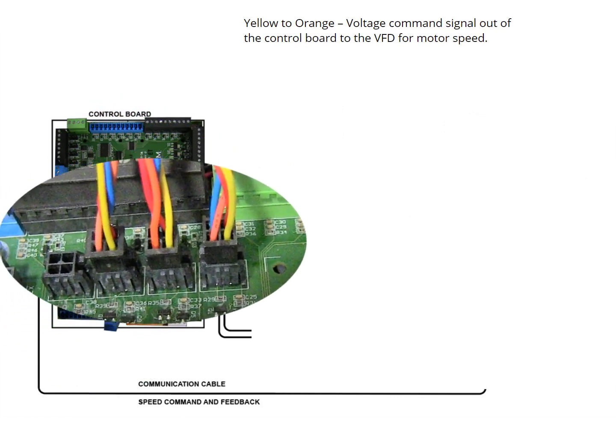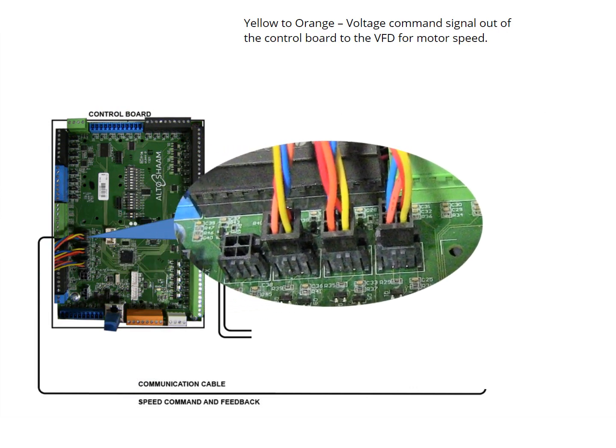The control board sends a 2 to 5 volt DC signal to the VFD as the command for motor speed as required in the recipe. If the motor speed required is 100%, the voltage should be 4.4 volts DC, and at 20% motor speed, the voltage should be at 2.5 volts DC.